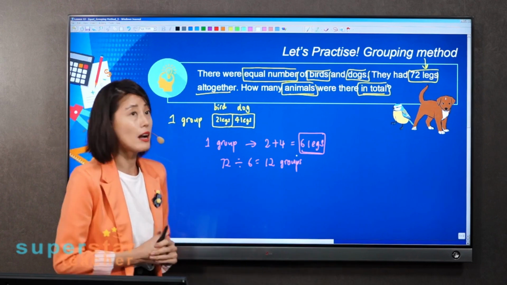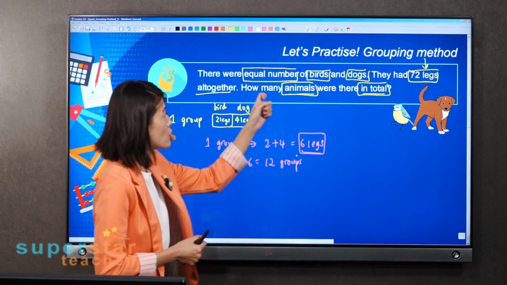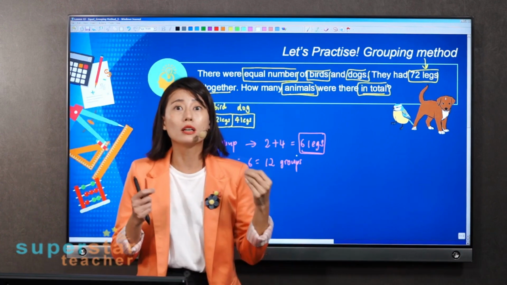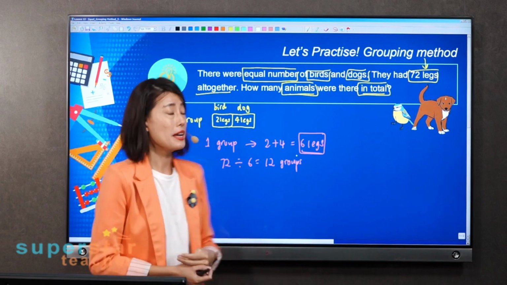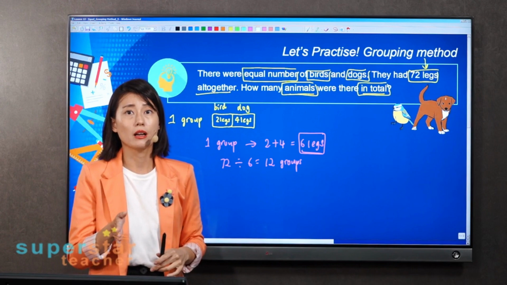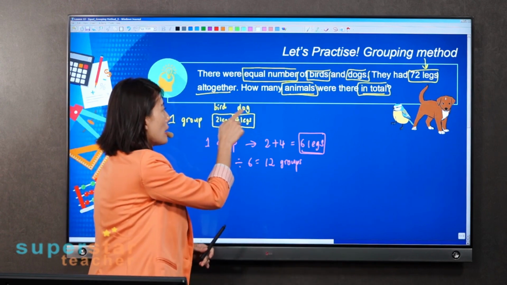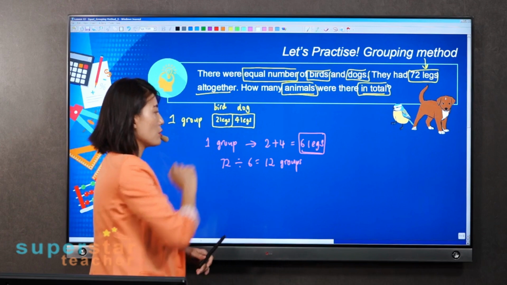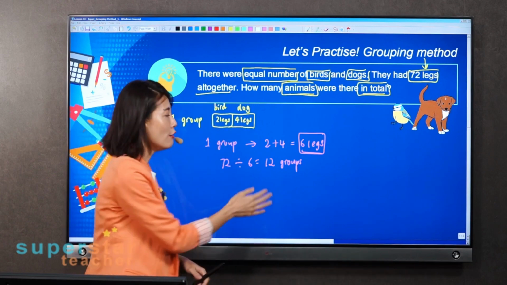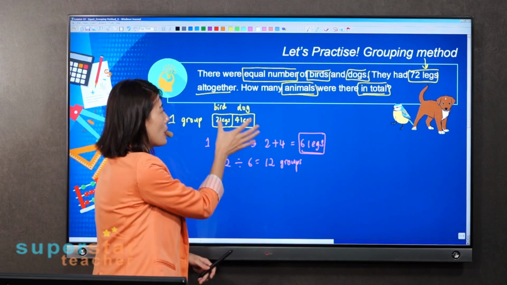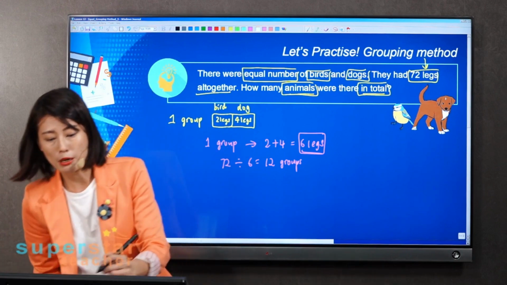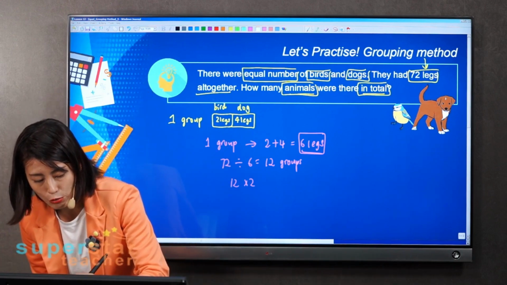Okay, and then with that, is that our final answer? No, right? Because the question is not talking about the groupings. They're talking about how many animals were there in total. Can you tell me in one group, how many animals are there? 2, right? Because it's dog and bird. So in one group, there are 2 animals. And then I have 12 such groups here. So I just need to use 12 groups, 12 multiplied by 2, because I know that in every group, there are 2 animals. So 12 multiplied by 2, which is 24.